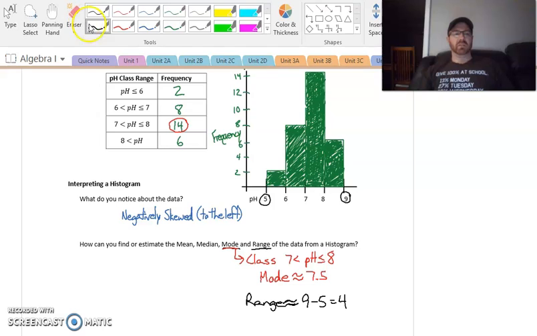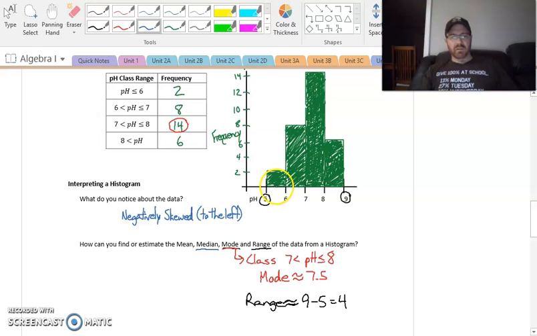The median we can also find relatively quickly here. The median is the middle score. If we add these all up, we do have the 30 scores. So we know it's going to be between the 15th and 16th scores. Well, if we start at the bottom, we have 1, 2, and then 8 more. That takes us up to 10. And then there's 14 in this range here.